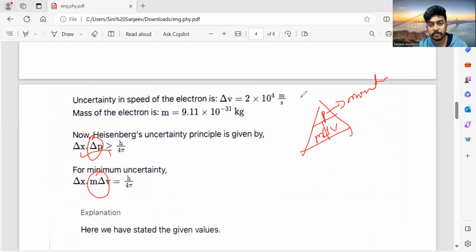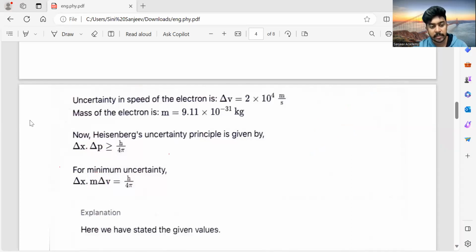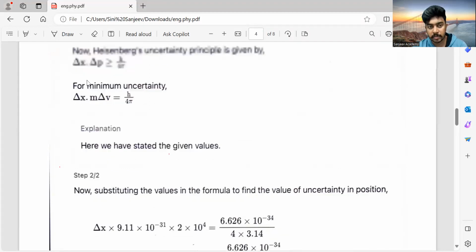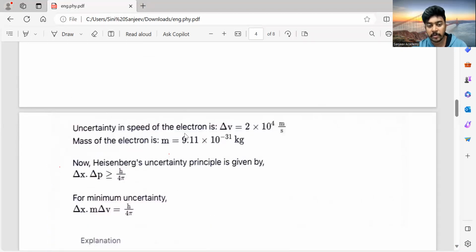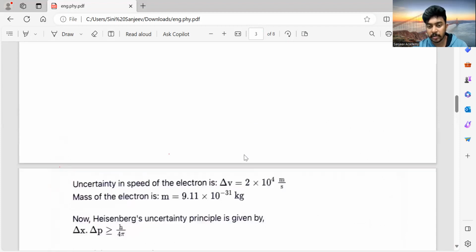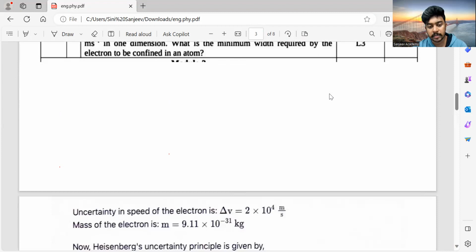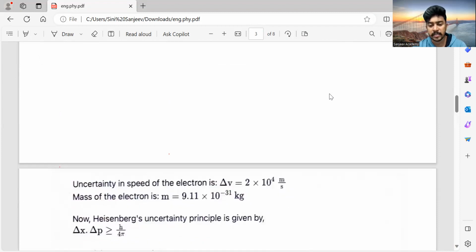Now let's see the given values here. Delta x is to be found. Mass of the electron is 9.1 into 10 power minus 31. The uncertainty in speed given in the question is 2 into 10 power 4. This is the only thing given in the question. Delta v, the speed, means velocity. That's it.